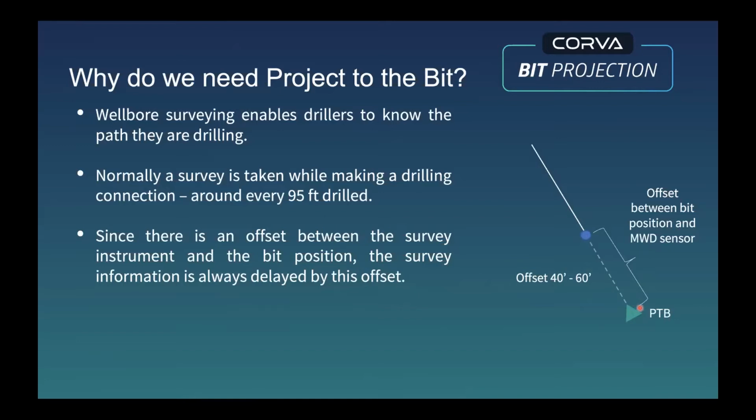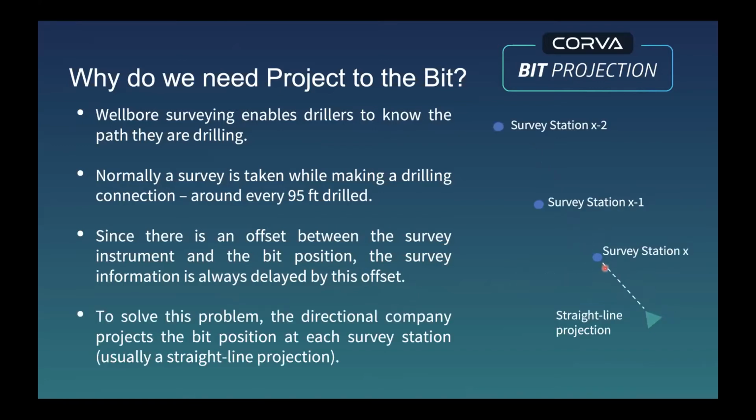So essentially what's happening here is they're performing a straight line projection. So we have our multiple survey stations. They've got this new survey just now, and then they project ahead to the bit so that they can understand which direction the bit is moving towards. And these projections, when they're done in the field, for the most part, are straight line projections. So that's an important note.